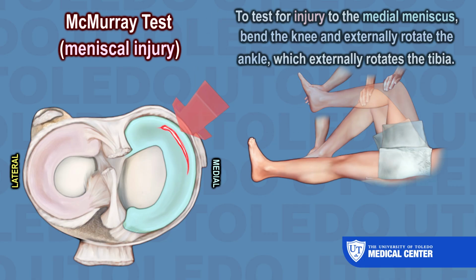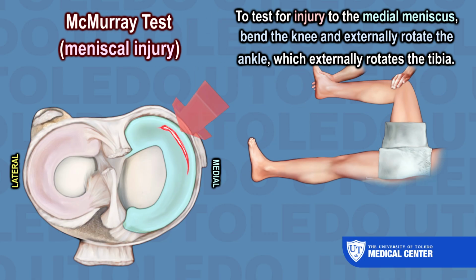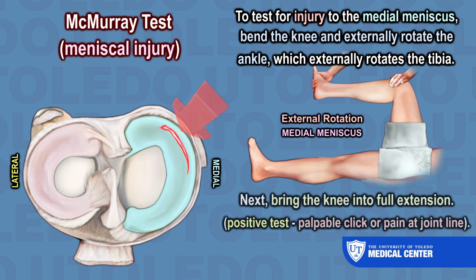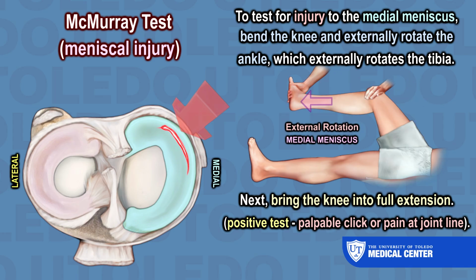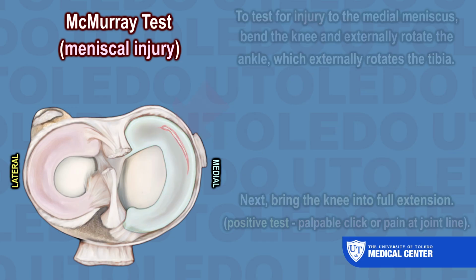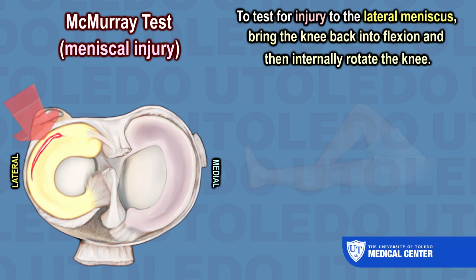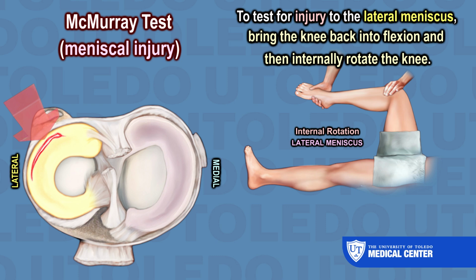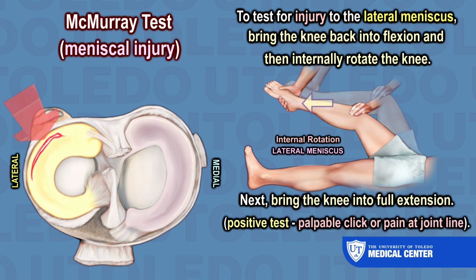To test for injury to the medial meniscus, bend the knee and externally rotate the ankle, which externally rotates the tibia. Next, bring the knee into full extension. The test is considered positive if a palpable click is felt or there is pain at the joint line. To test for injury to the lateral meniscus, bring the knee back into flexion and then internally rotate the knee. Next, bring the knee into full extension. The test is considered positive if a palpable click is felt or there is pain at the joint line.